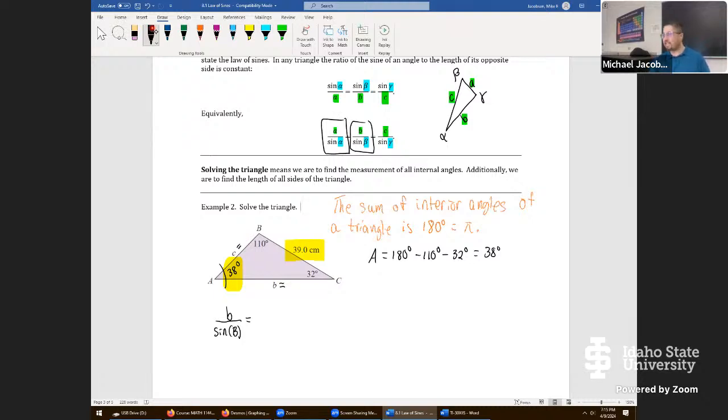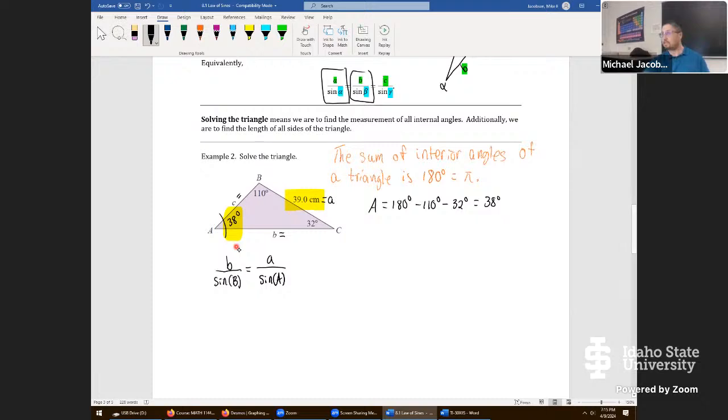Because we're learning the law of sines, it's a good idea to just write down the formula. Let's call this A. We'll have A over sine A. So that's the statement of a law of sines. I just used these two sections right here. Next step, fill in the information. B is unknown, so it's just going to copy in. Sine B is 110 degrees. A is also known from right here. That one is 39 centimeters.